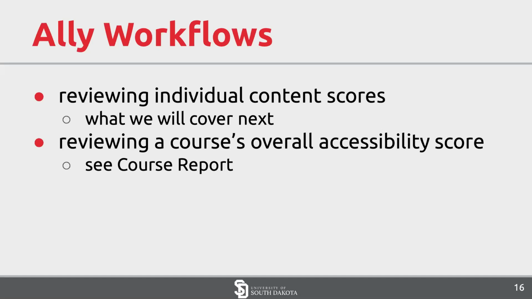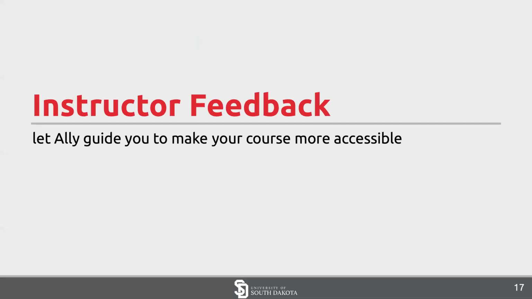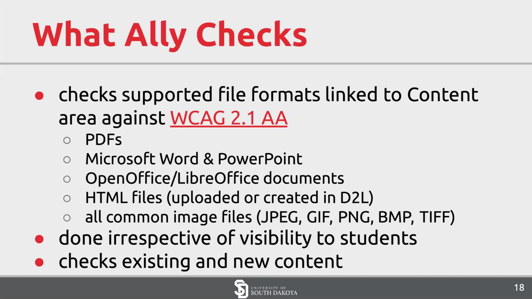I'll show that here in a little bit, but we're going to talk about that first workflow first, how we can look at individual pieces of content and address the accessibility issues there. So what Ally does is it has this instructor feedback area. If you recall from the screenshot earlier, where I clicked on the little alternative formats icon, for instructors, there's also an accessibility gauge for each piece of content in the course as well. And that's what you're going to click on to get into that feedback.